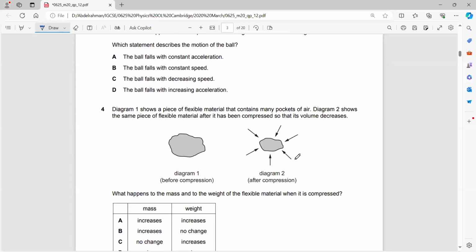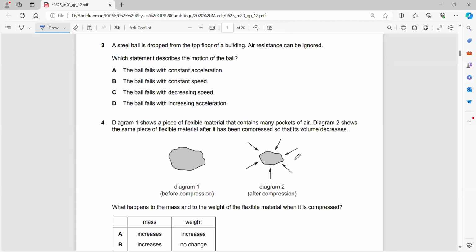Question 3. A steel ball is dropped from the top floor of a building. Air resistance can be ignored. Which statement describes the motion of the ball as the ball falls down? While the ball is falling down, what happens? Let's cancel out the wrong answers. The ball falls with increasing acceleration? No, it cannot be increasing acceleration. With a decreasing speed? No, while the ball is falling, actually the speed increases.